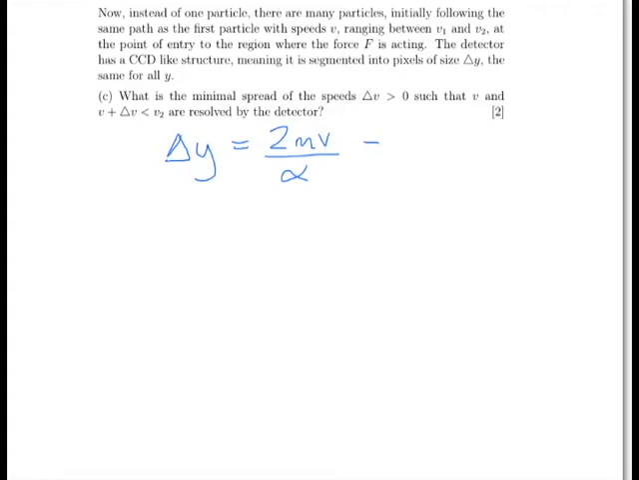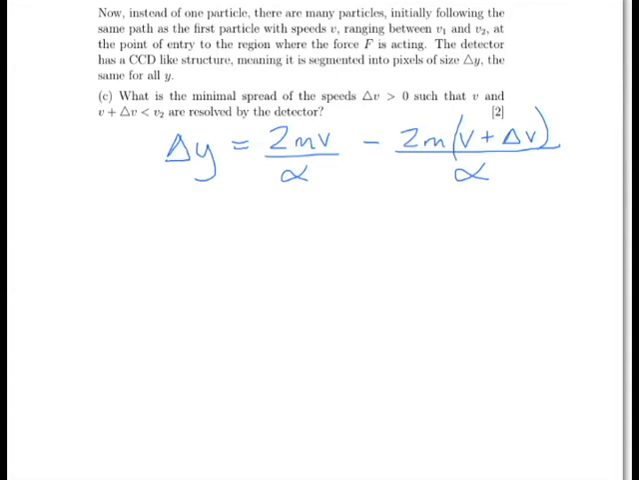So that would be 2m multiplied by v plus delta v. So this delta v is the important term here. This is what we're ultimately going to try and find, is the smallest increment of velocity that would still allow delta y to be large enough. Let's then rearrange this. All right, before we do that, let's expand out the bracket.